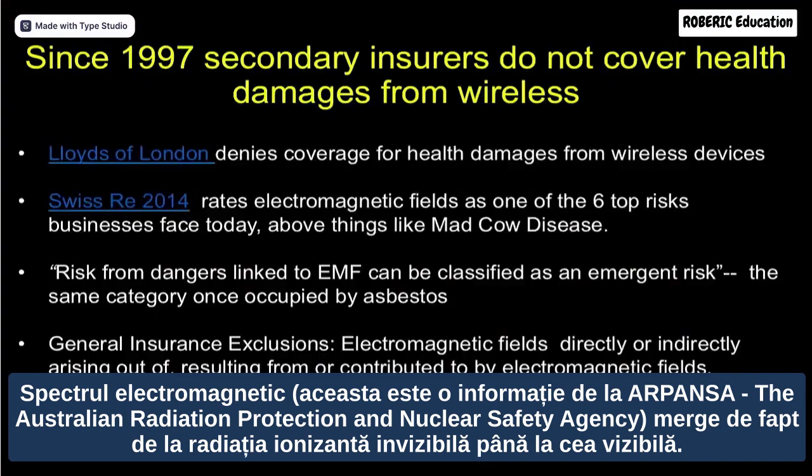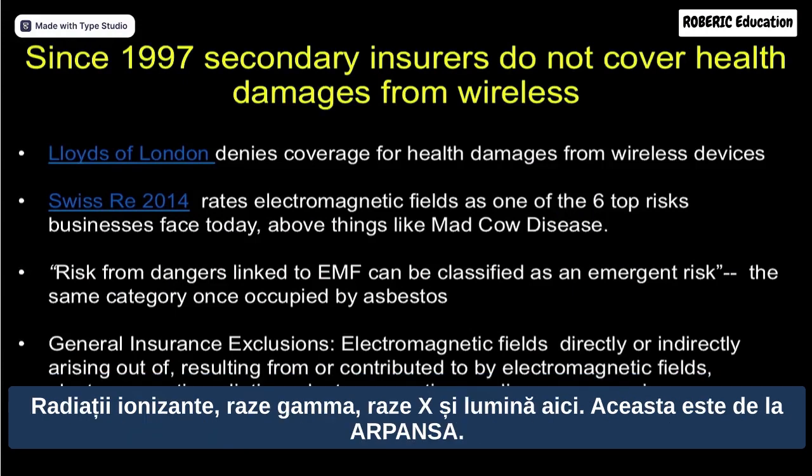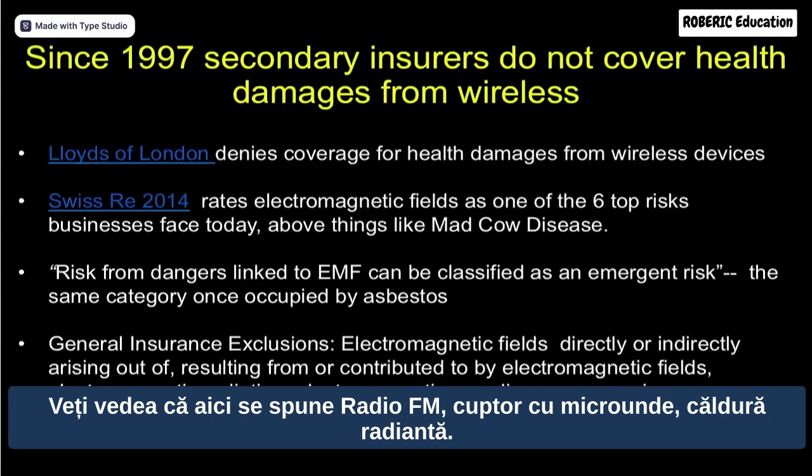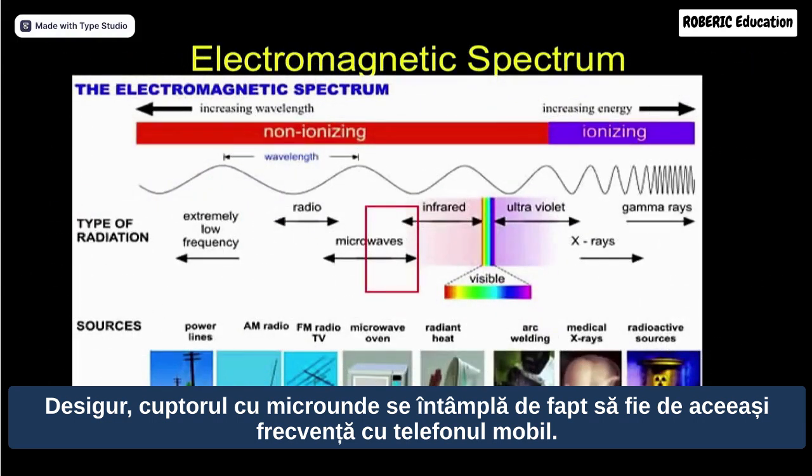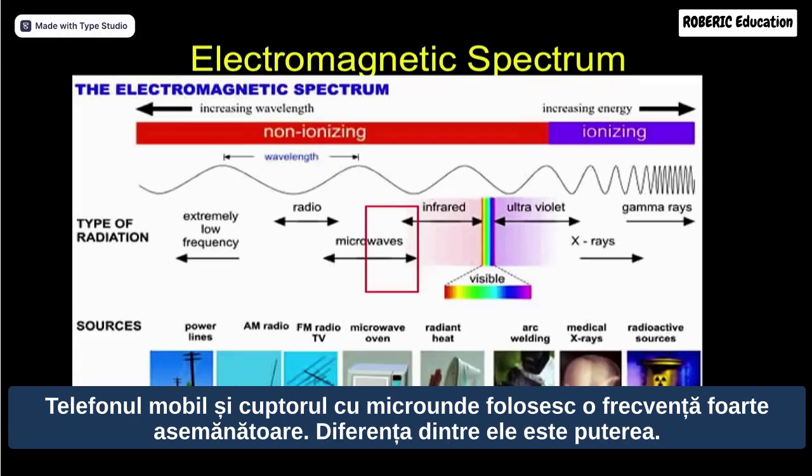Now the electromagnetic spectrum, this is information from ARPANSA, actually goes all the way from the invisible to the visible, ionizing radiation, gamma rays, X-rays over here, and light here. This is from ARPANSA. You will see here they say FM radio, microwave oven, radiant heat. Of course, microwave oven actually happens to be of the same frequency as the cell phone, the mobile phone. The mobile phone and the microwave oven use a very similar frequency.